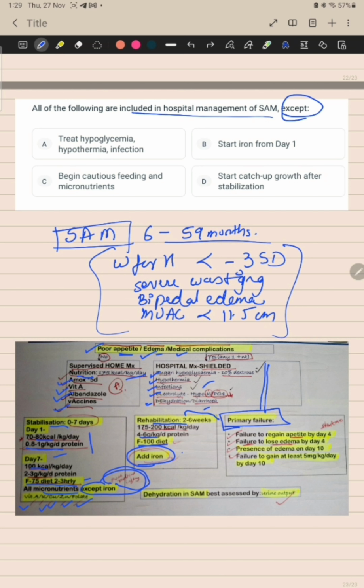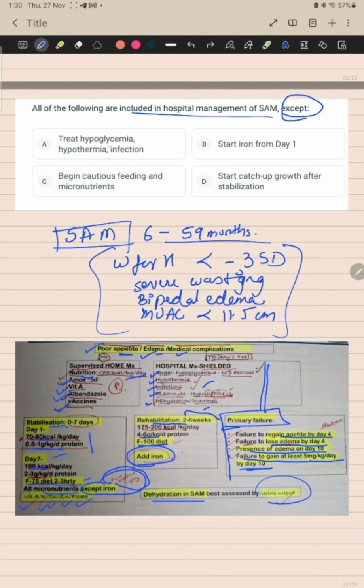So what are the primary failures we can see in this management phase? If there is failure to regain appetite by day 4, there is failure to lose edema by day 4, there is presence of edema on day 10, or failure to gain at least 5 milligram per kg per day by day 10. So these are all the indications of primary failure of the treatment. And dehydration in SAM is measured by urine output.